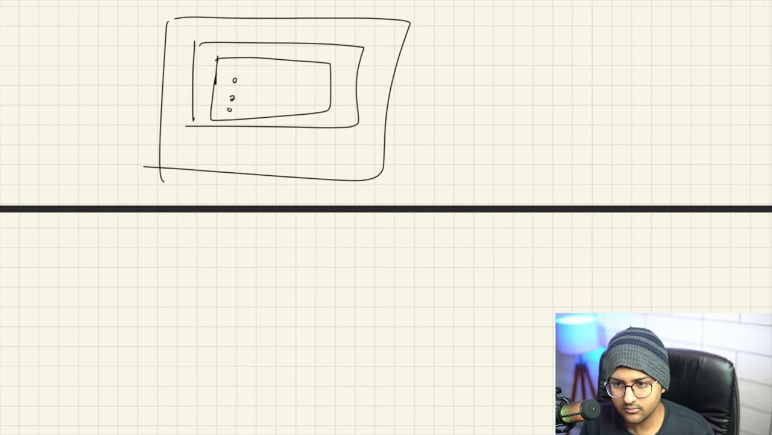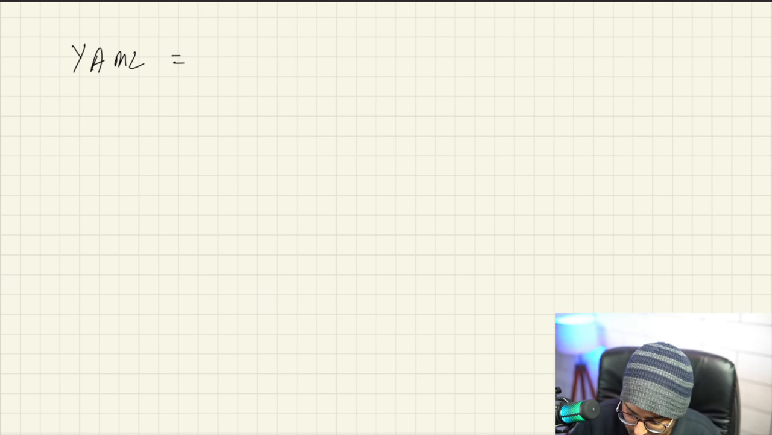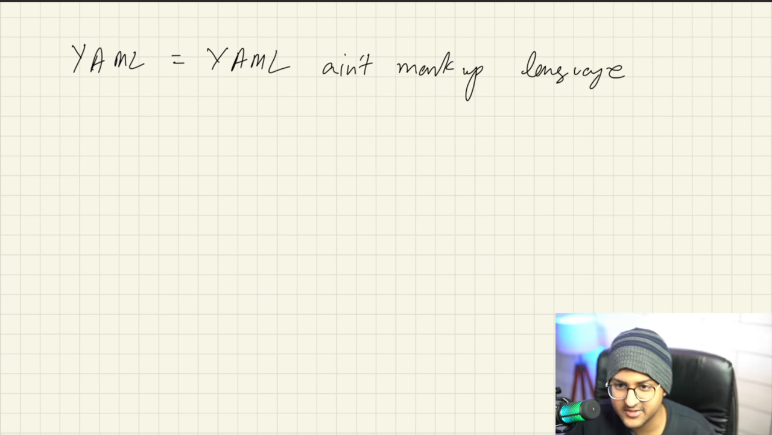Okay, cool. Now you're like, Kunal, then why was the YAML name changed to YAML ain't markup language? Ain't means it's not. So YAML now basically stands for YAML ain't markup language. It's recursive. If you don't know what recursion is, check out my recursion playlist.